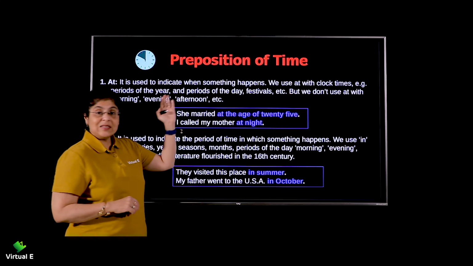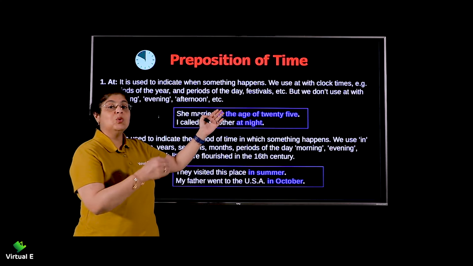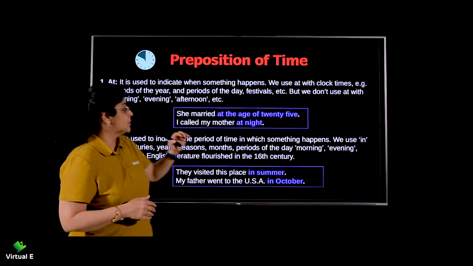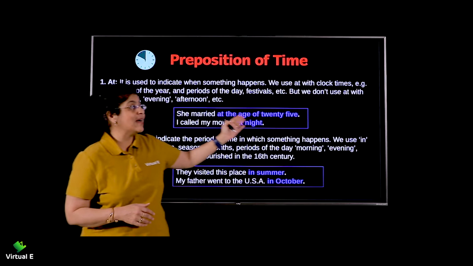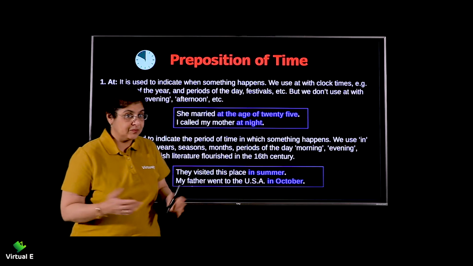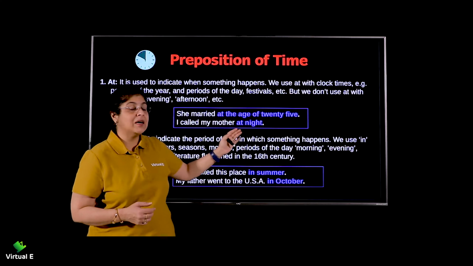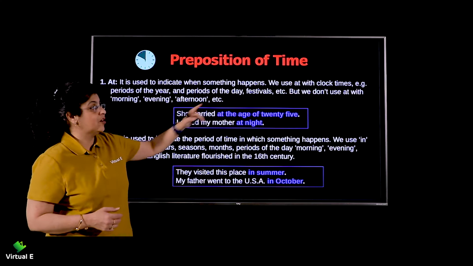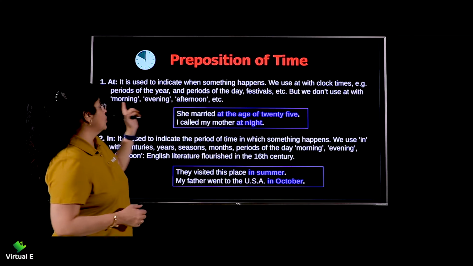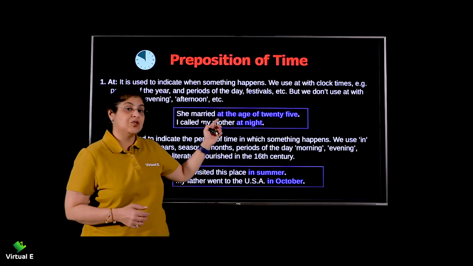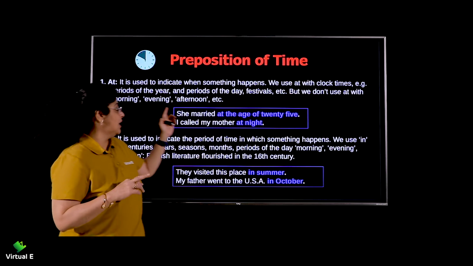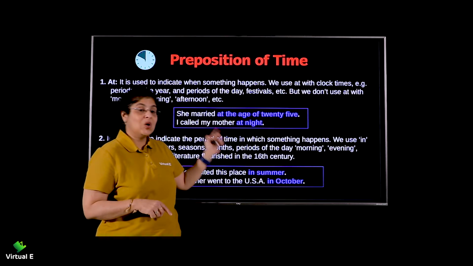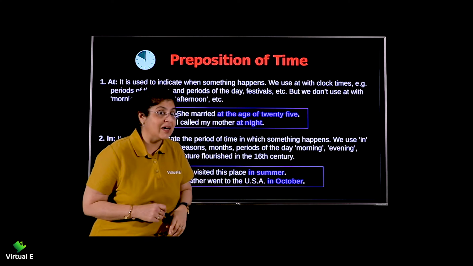So at is used for time. I go to school at 7 o'clock. So o'clock, with the clock times. Then she married at the age of 25. I called my mother at night. Now, there's one thing we need to take care of. We don't use at with morning, evening and afternoon. Not at afternoon, at evening, at morning, no. But I called my mother at night.